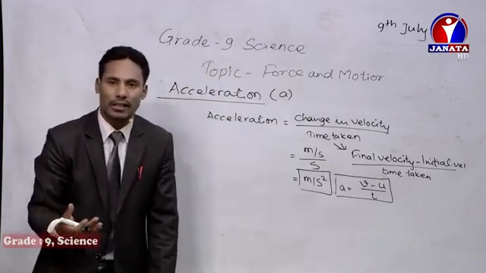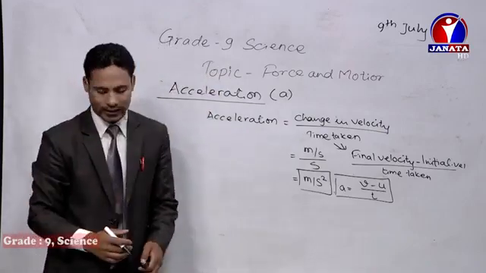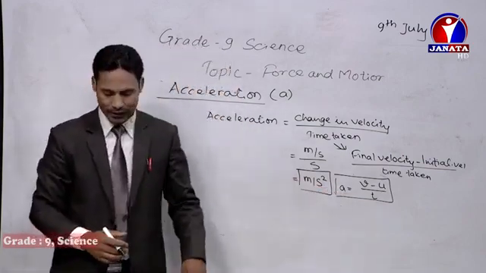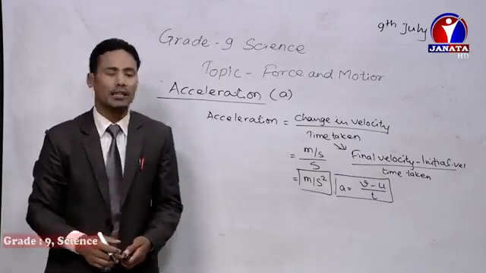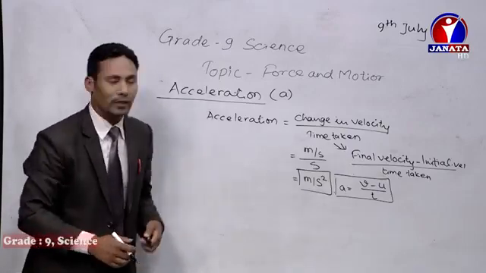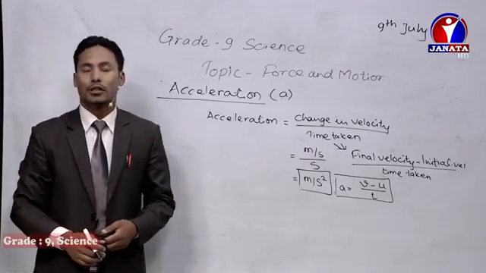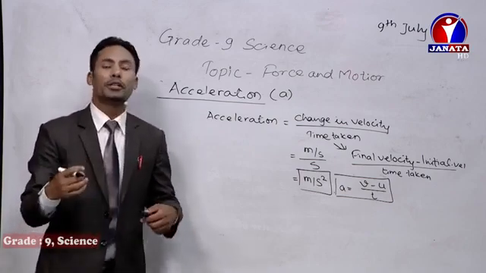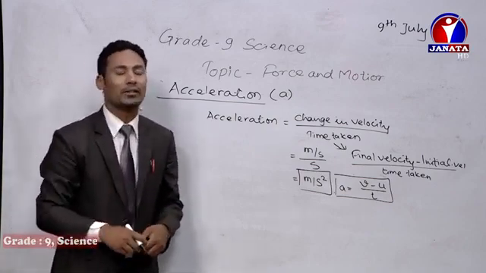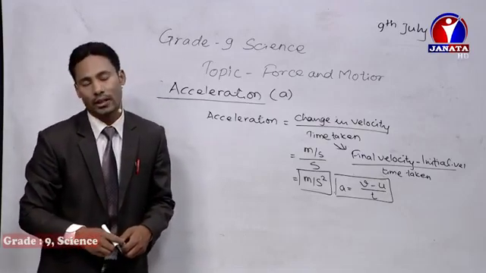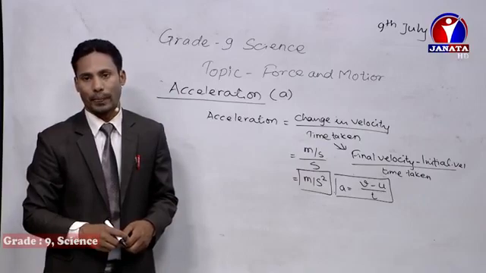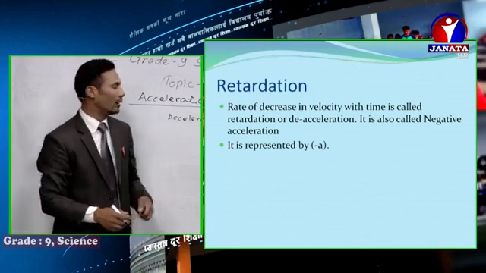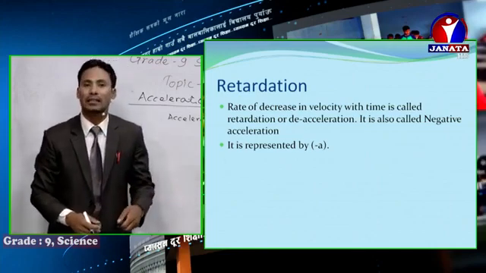If the initial and final velocities are given, the formula can be written as a equals v minus u by t. So the rate of change in velocity is called acceleration. Sometimes the velocity decreases, which is also acceleration, but there is a special term for that decreasing acceleration, called retardation or negative acceleration. The rate of decrease in velocity per unit time is called retardation or negative acceleration.